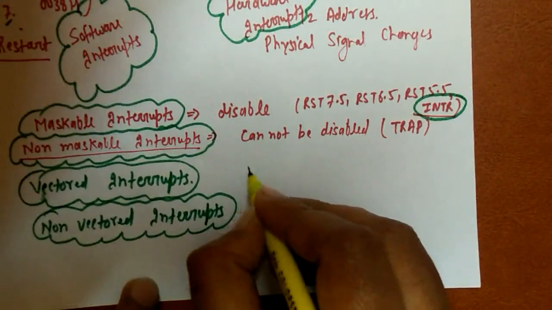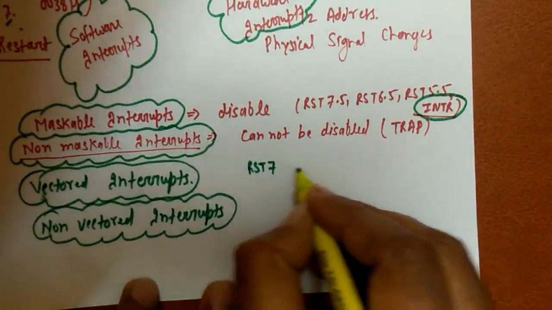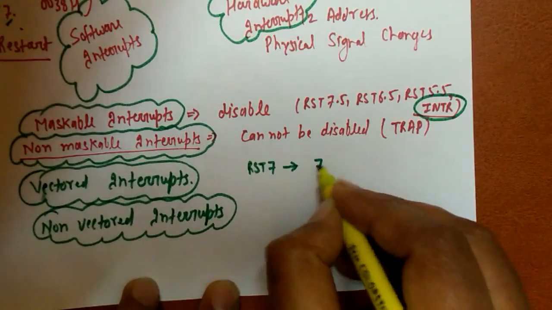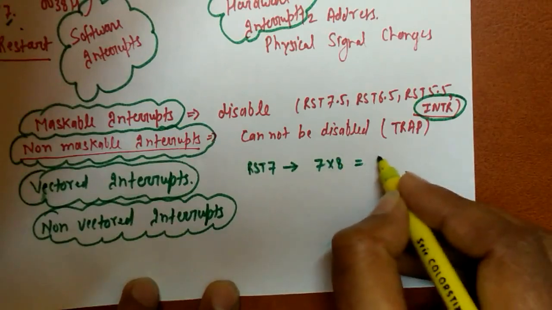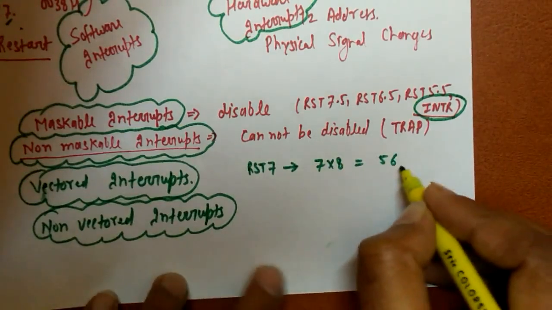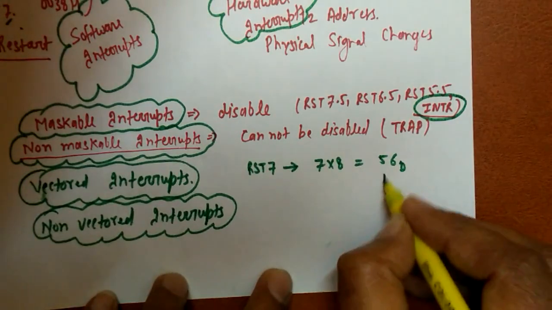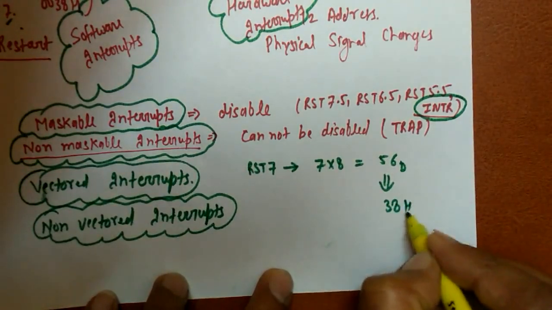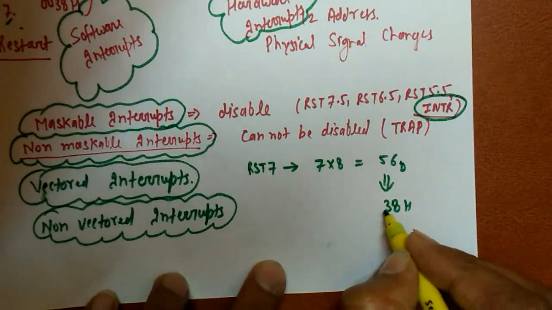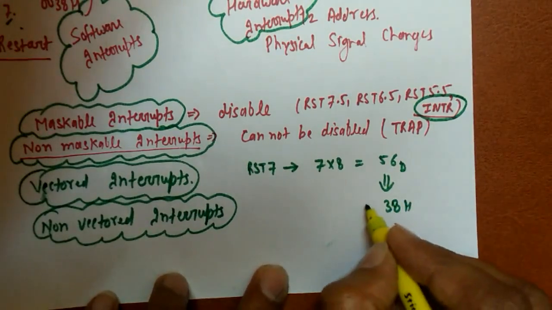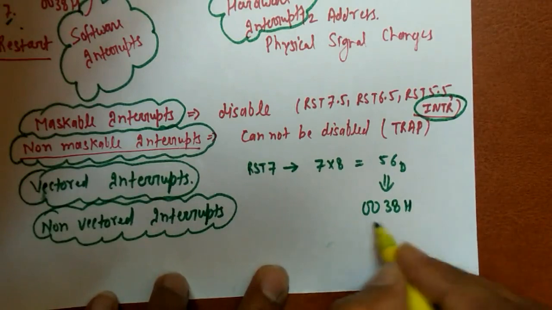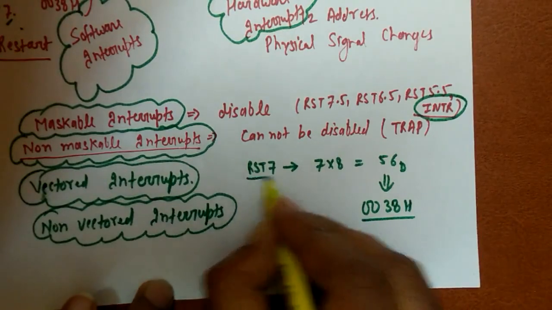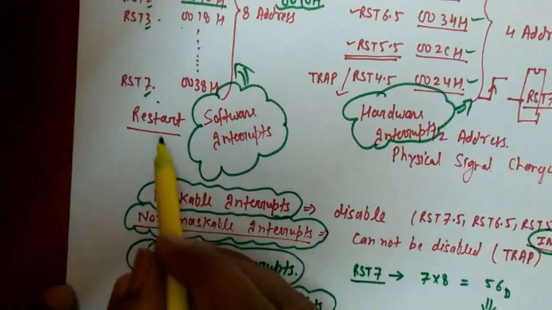0010H. Similarly, another example is RST7. For RST7, simply 7 into 8, you get 56. This is in decimal, and in hexadecimal this is 38H. 16 into 3 is 48, and 48 plus 8 is 56. So this is 0038H. So the address associated with RST7 is 0038H, and here it is.